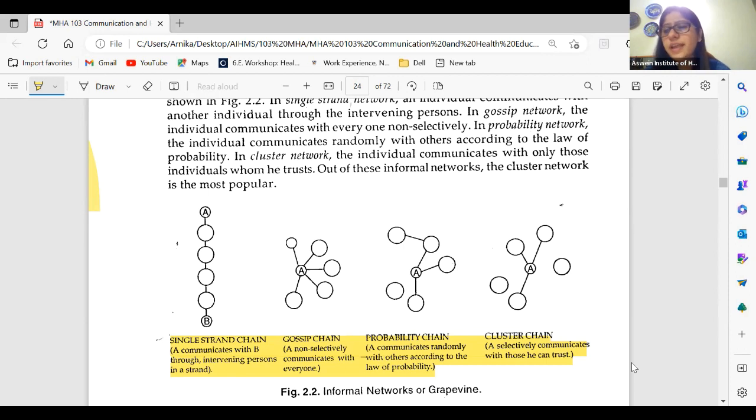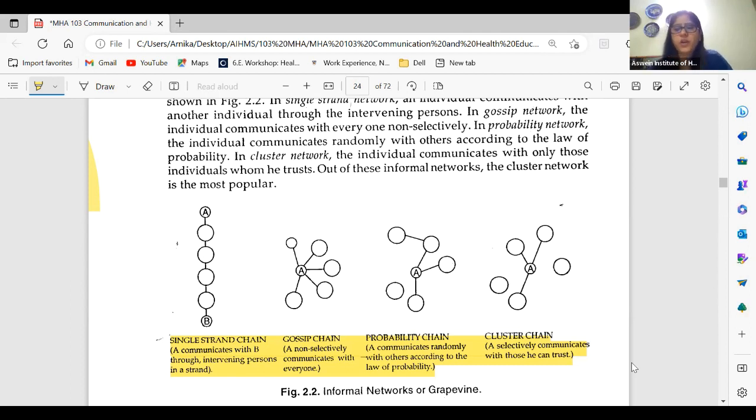When we come to the gossip chain, what happens in it? There is no link between two people. They might not even be friends, but because it is gossip, it is totally based on people's personal interest, personal perspective. So it can go in any direction. It is just gossip. One person can talk to C also. One person can talk to many, and then they again talk to many people.